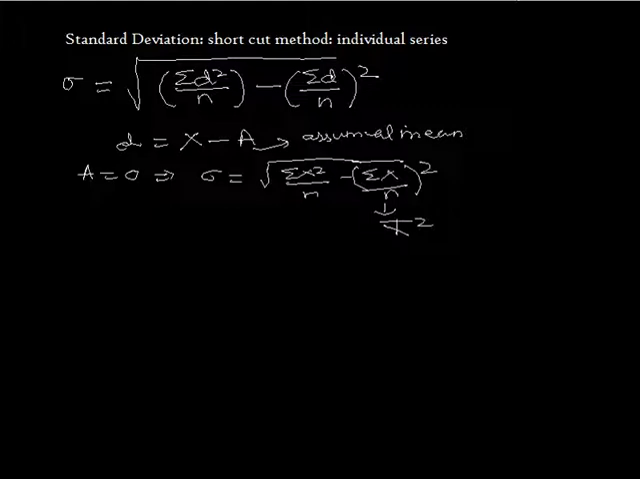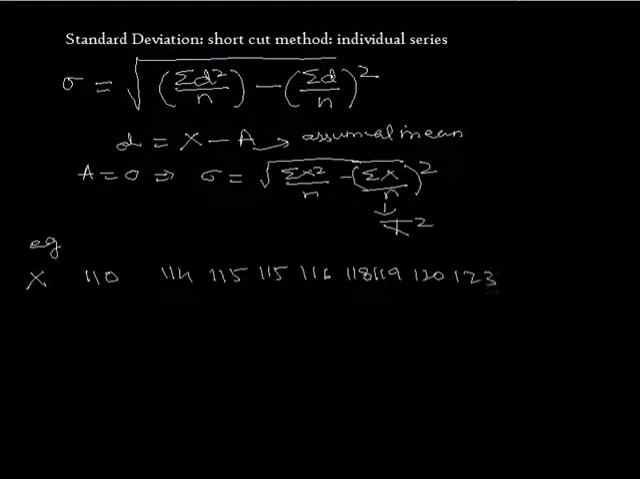So let's look at an example for this. Say there are a certain number of students and they get some pocket money. x denotes their pocket money in terms of the money that they get: 110, 114, somebody gets 115, another person gets 115, then 116, 118, 119, 120, 123 and 130. So 130 is the highest here.